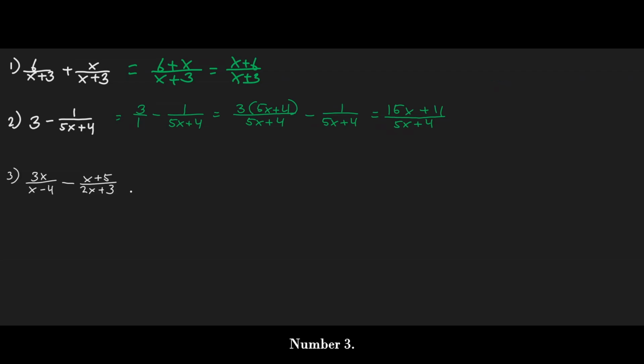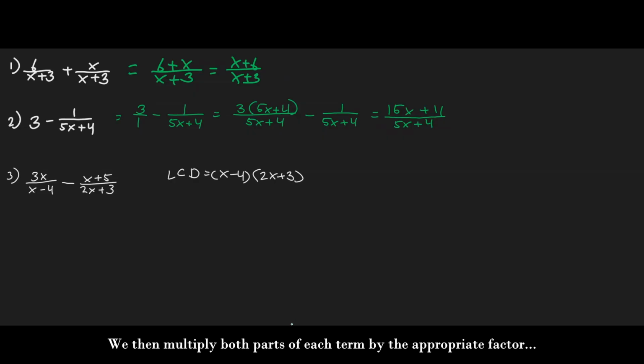Number 3, 3x divided by x minus 4 minus x plus 5 divided by 2x plus 3. We have two full rational expressions to be added. Our first step is to identify the LCD, which is x minus 4 times 2x plus 3. We then multiply both parts of each term by the appropriate factor. 3x times 2x plus 3 divided by x minus 4 times 2x plus 3 minus x minus 4 times x plus 5, all divided by x minus 4 times 2x plus 3.